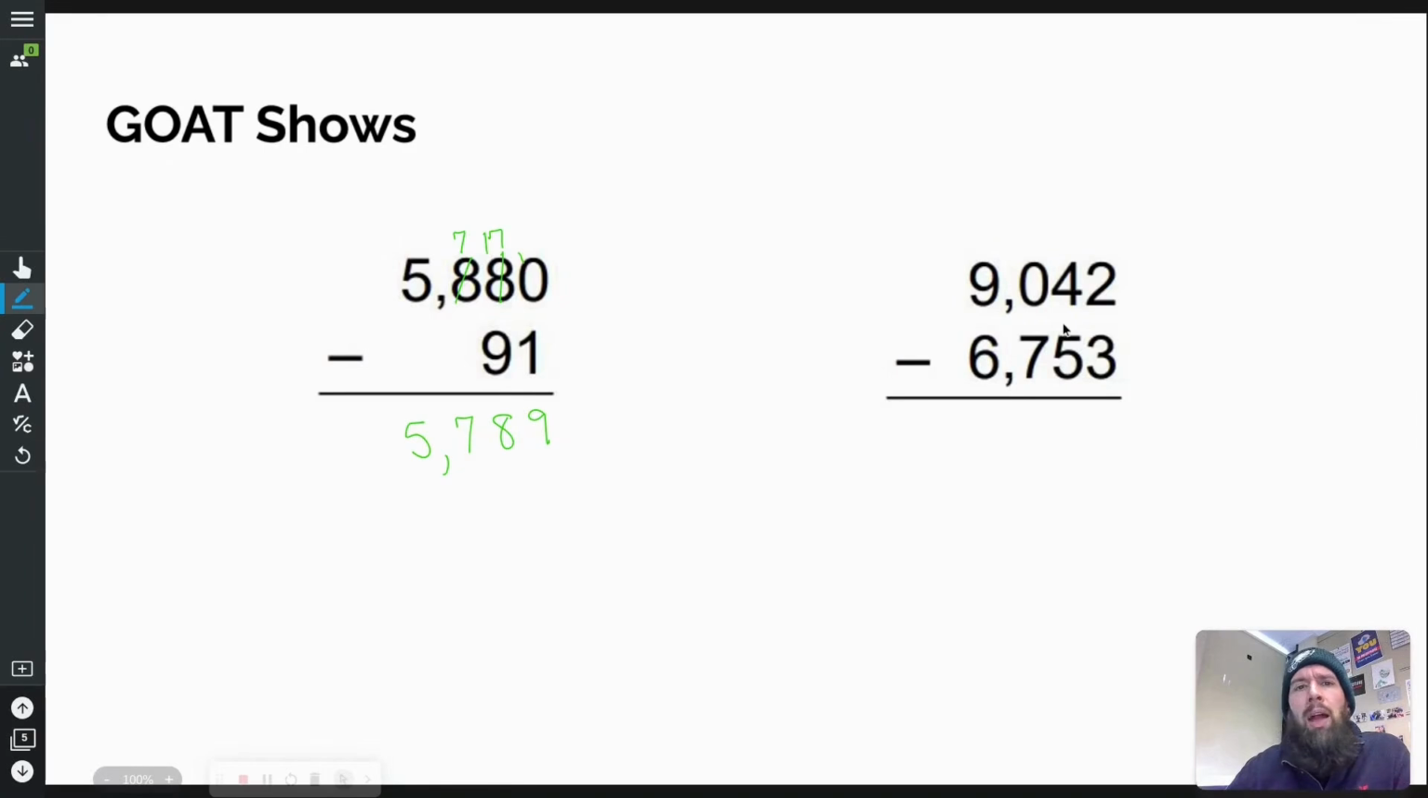Ooh, thousands minus thousands. This is going to be good. 2 minus 3, can't do it. Borrow from 4, make you a 3, make you a 12. 12 minus 3 is 9.